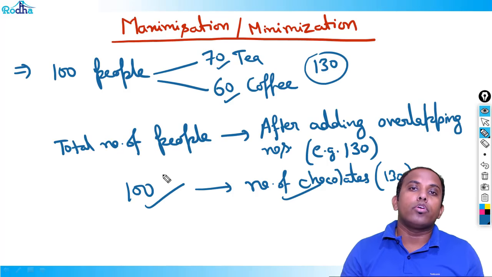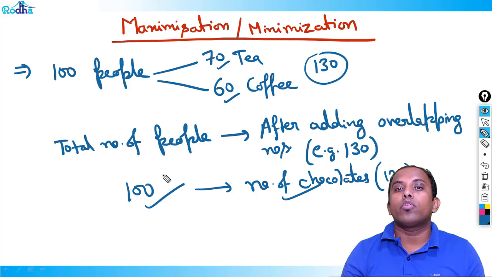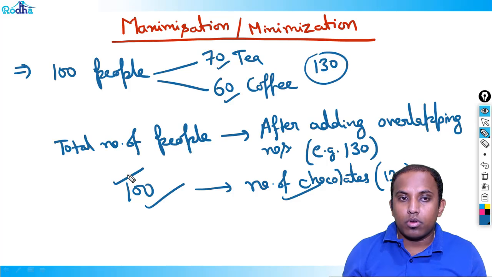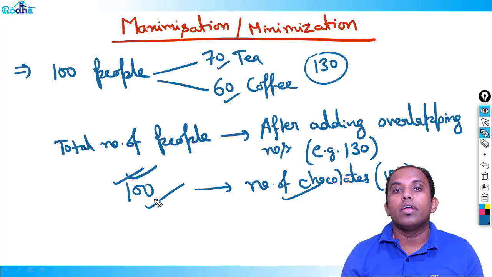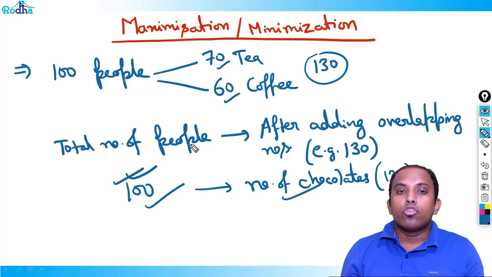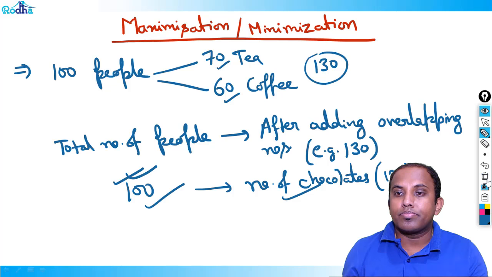This is general for every question. Whatever the question, you add all the overlapping values, and that is equal to the total number of chocolates. The actual number is on the left hand side, that is 100 here, and then you maximize, minimize within the given concept. So let's see this with the help of an example.